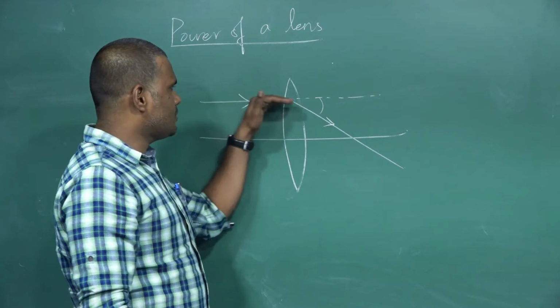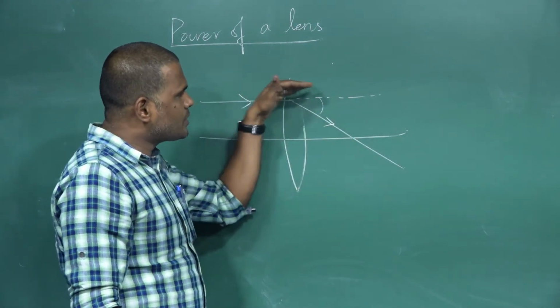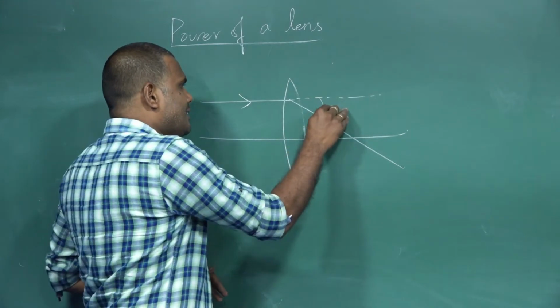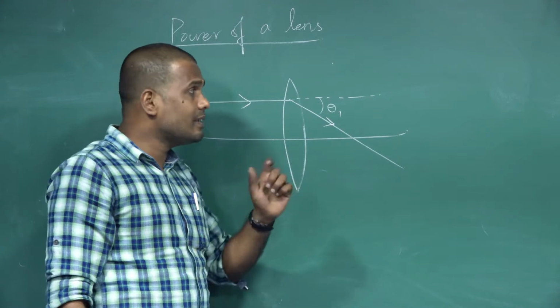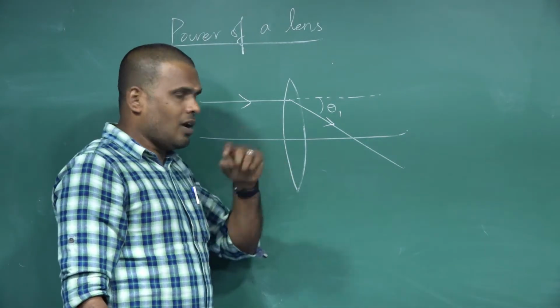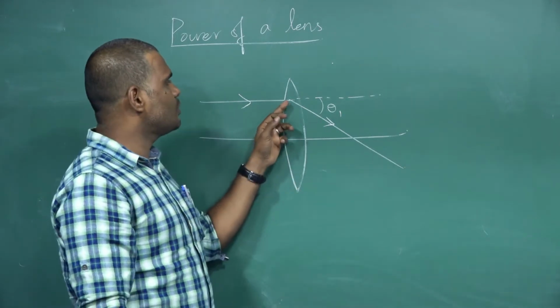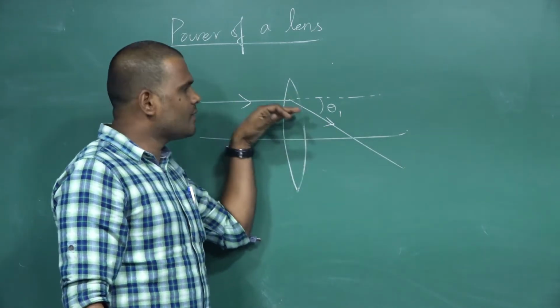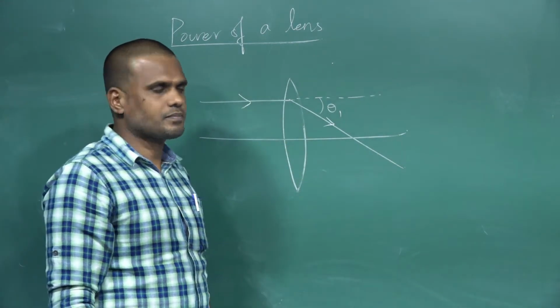So when light radiation is made to pass through a lens, it gets bent from its original path. The extent to which this happens is termed here as degree. Degree here doesn't refer to the angle, it refers to the extent. The extent to which the deviation of the light radiation is produced by the lens is called the power of the lens.